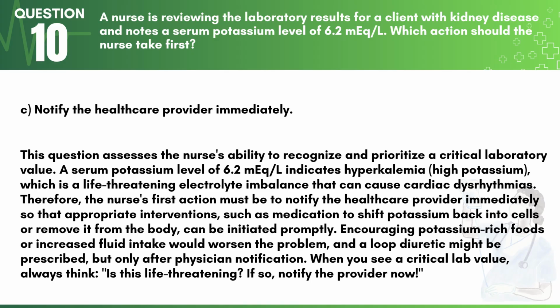Answer: C. Notify the healthcare provider immediately. This question assesses the nurse's ability to recognize and prioritize a critical laboratory value. A serum potassium level of 6.2 milliequivalents/L indicates hyperkalemia, high potassium, which is a life-threatening electrolyte imbalance that can cause cardiac dysrhythmias. Therefore, the nurse's first action must be to notify the healthcare provider immediately so that appropriate interventions, such as medication to shift potassium back into cells or remove it from the body, can be initiated promptly.